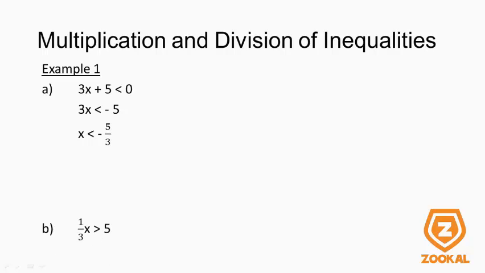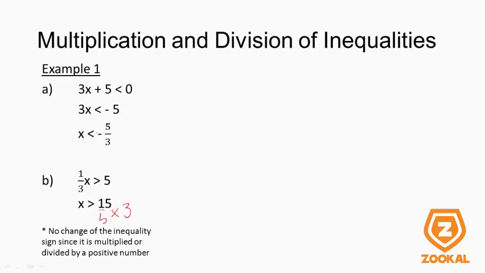In question b, 1/3 x more than 5. In this question, we want to bring our 1/3 over to 5. So what we do is multiply by 3 across, and we get x more than 15, because it's 5 times 3. There's actually no change in the inequality sign since it is multiplied or divided by a positive number.